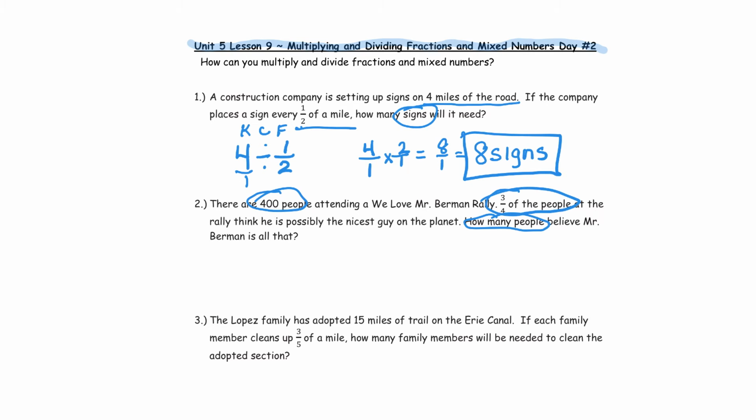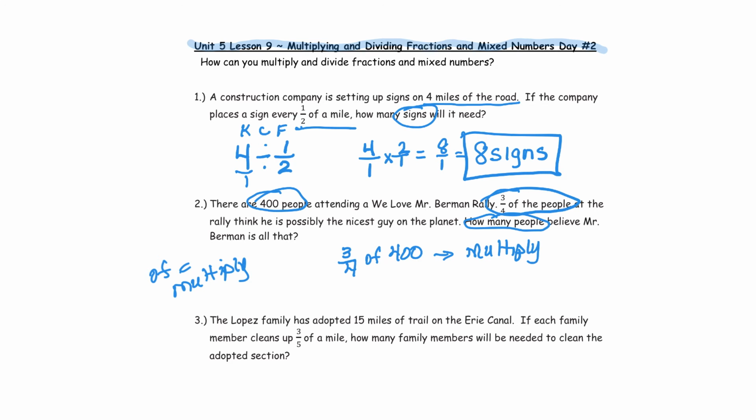3/4 of the people. Now, when you see the word of, that means to multiply. But you have to be careful. It's not in every single problem. You have to think about what's happening in the problem. Like the first one, the word of is in there, but just because it says of, I have to multiply, that's not true. You have to think about the entire question, and you should be reading it 2 or 3 times. There are 400 people attending the rally. So 3/4 of the people. How many people are there? There are 400. So for that one there, it should be 3/4 of 400. So with that one there, we are going to multiply.